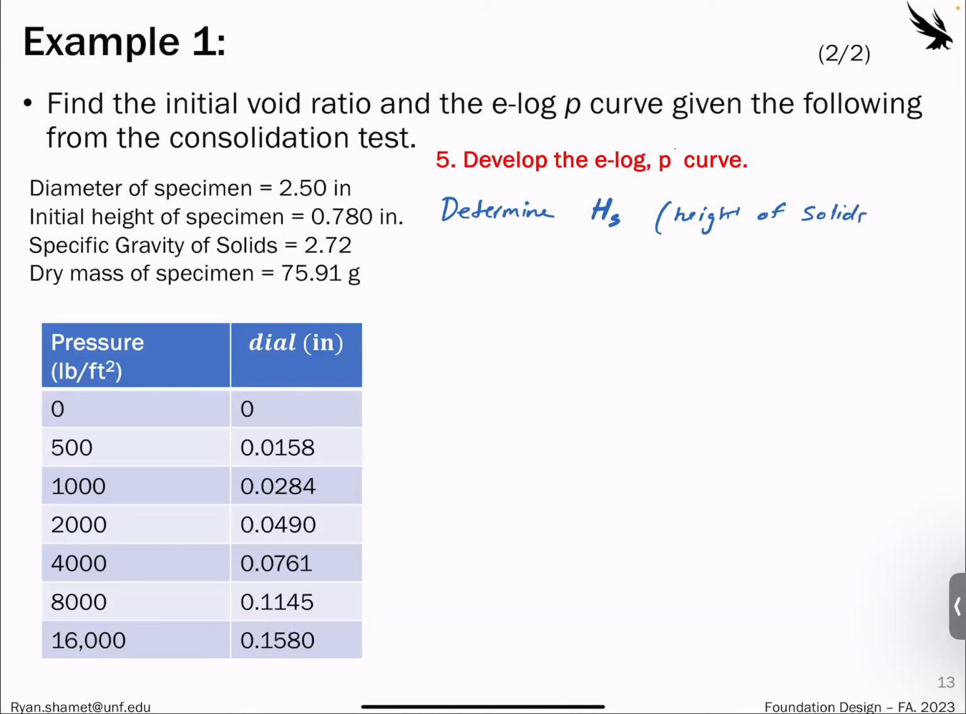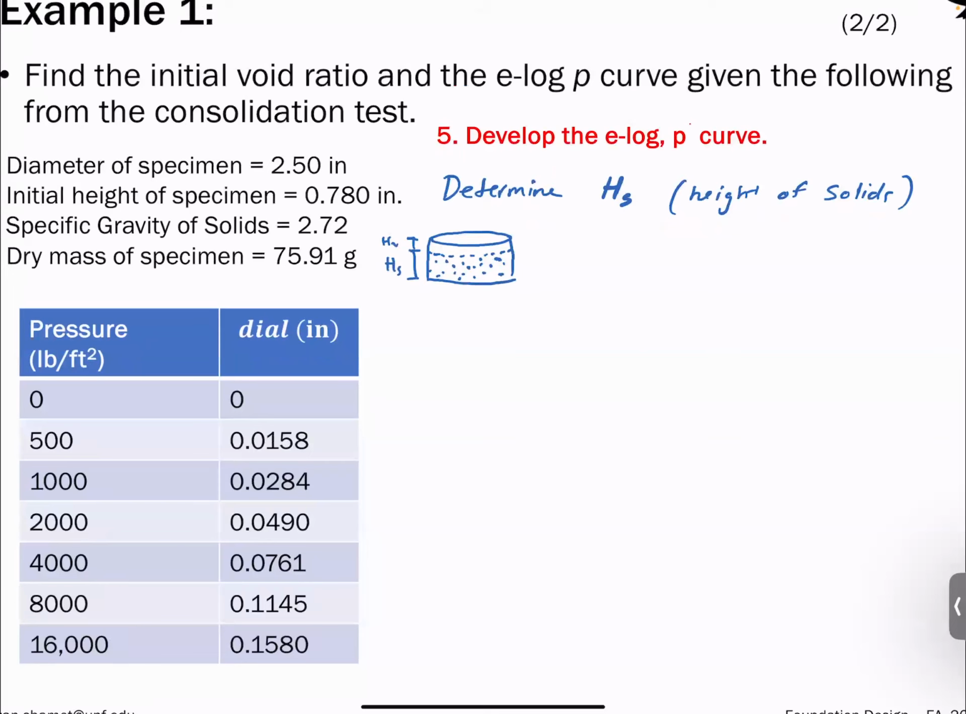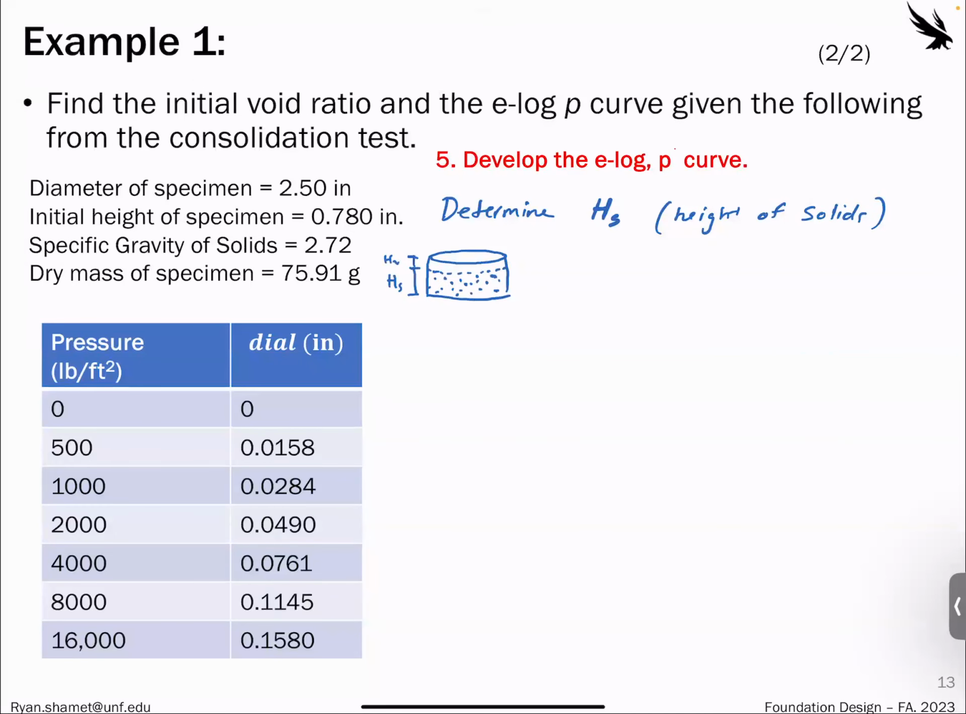Since we're given the volume and we know the cross-sectional area, we can simplify this into a 3D phase diagram. Technically this sample is going to be water and then a solid portion. So we have this height of solid and then that height of void, which is going to be filled with water. So we need to find that height of the section.